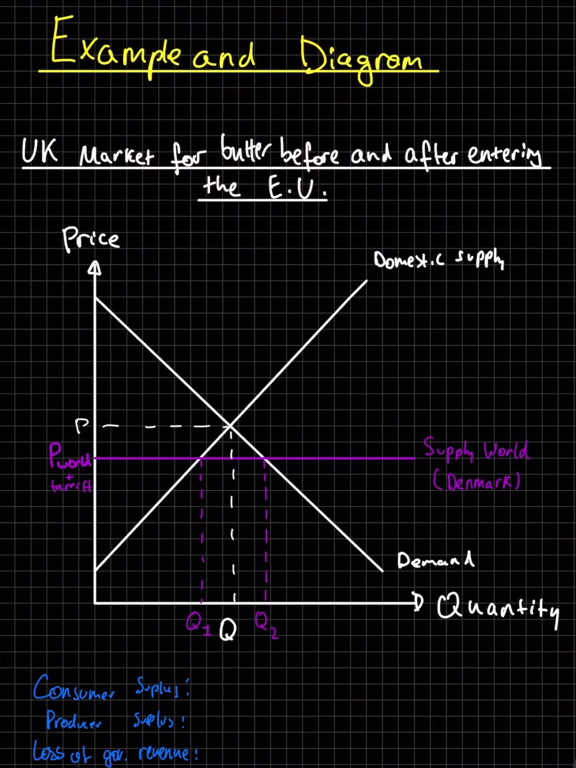So after they join the EU, and I'm going to draw this in another color, the tariff gets removed. Because the tariff is being removed from all countries in the EU, which includes Denmark, the world price is going to drop. So we can see that it goes all the way down here. This is price world, no tariff. And this is the supply world, and again, still from Denmark. It's the exact same from their side. It's just that we've removed tariffs. And this causes a couple of things to happen. So I'm just going to draw Q3 here and Q4.